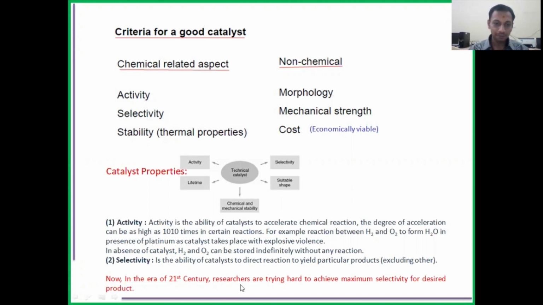But in the era of the 21st century, researchers are trying hard to achieve maximum selectivity for the desired product. For the desired product, we need maximum selectivity. Sometimes the conversion of reactant is around 50%, but the selectivity is around 99%. That's very good. So now people are concentrating on more selectivity in this era.